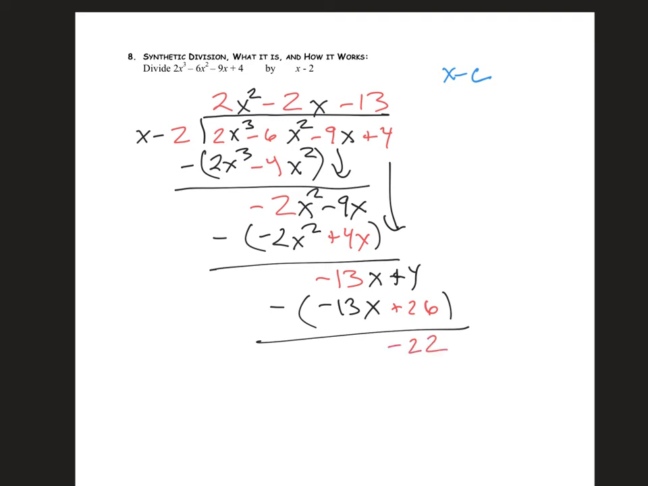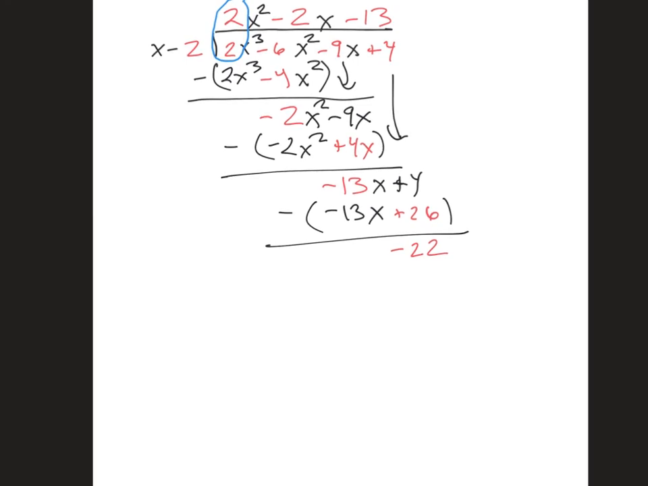Okay, so let's keep this in mind when I show you this algorithm. Again, the only way to use this shortcut, the divisor has to be of the form x minus c. Because we need the leading coefficient of the dividend and the quotient to be the same. So notice here, in order for this algorithm to work, these two have got to be the same. And the only way that's the case is if I'm dividing by x minus or x plus something.